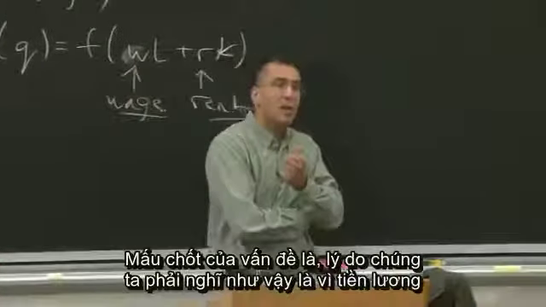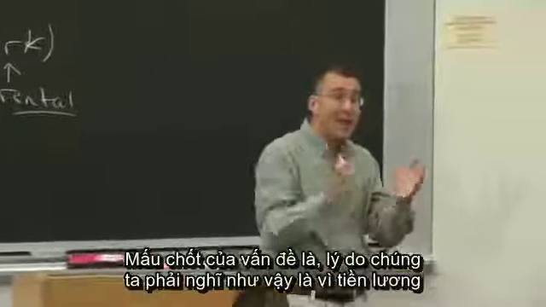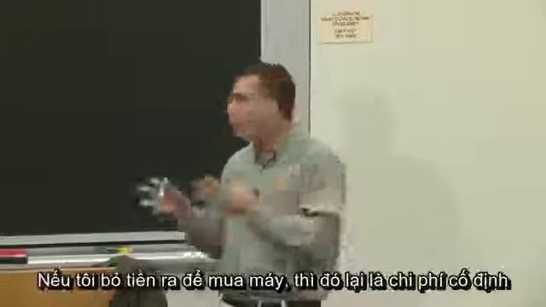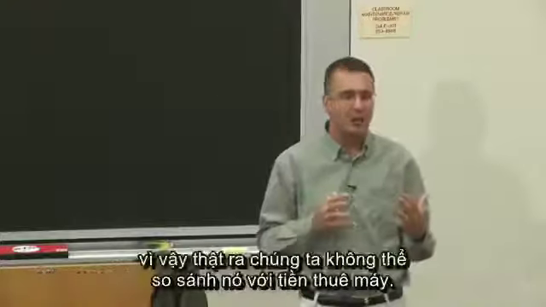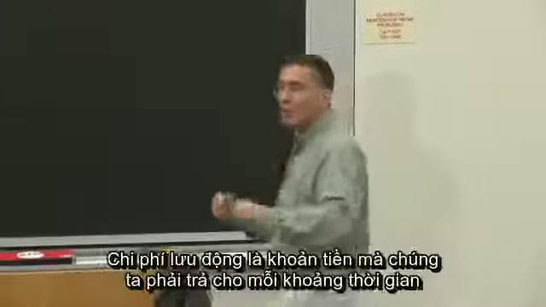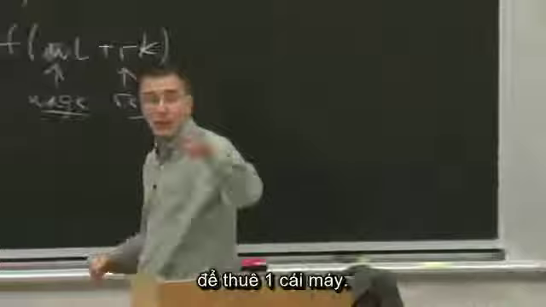The key point is the reason we have to do this is the wage is a flow measure. Every hour I pay you a new wage. If I use the cost of buying the machine, that would be a stock measure, so you couldn't really compare it to wages. So we want to use a flow measure. The flow measure is what we have to pay every period to rent the machine.